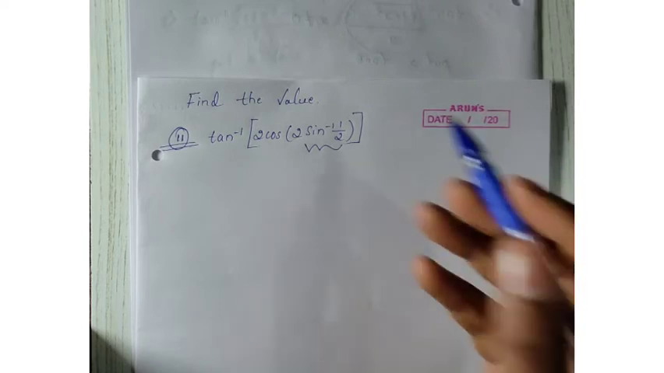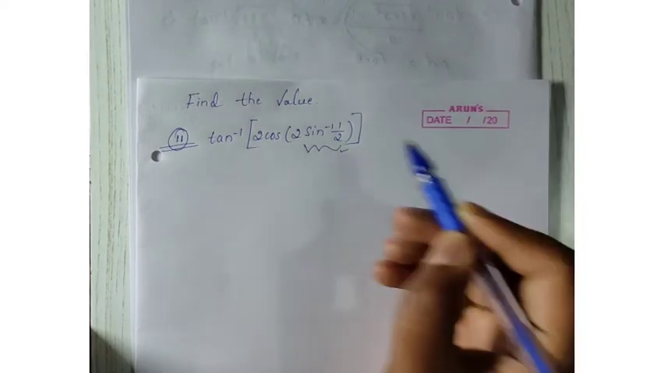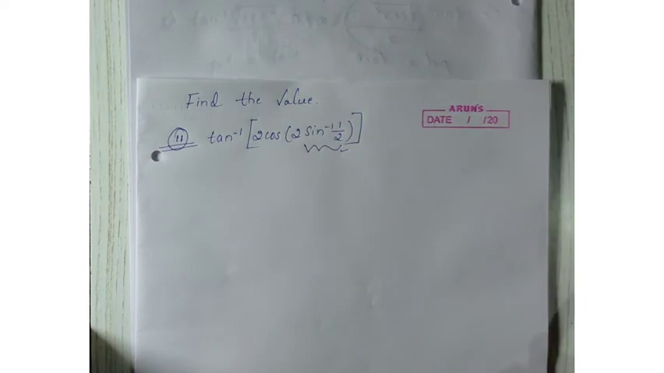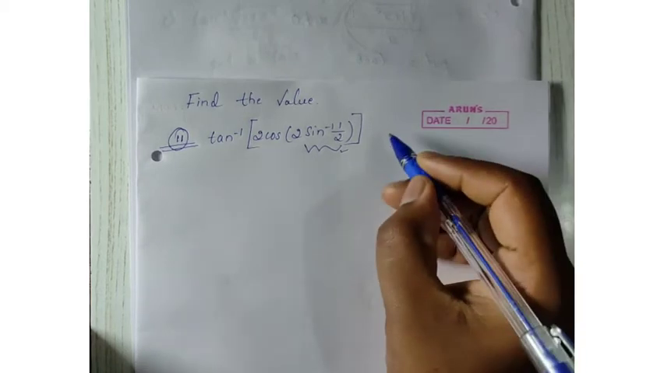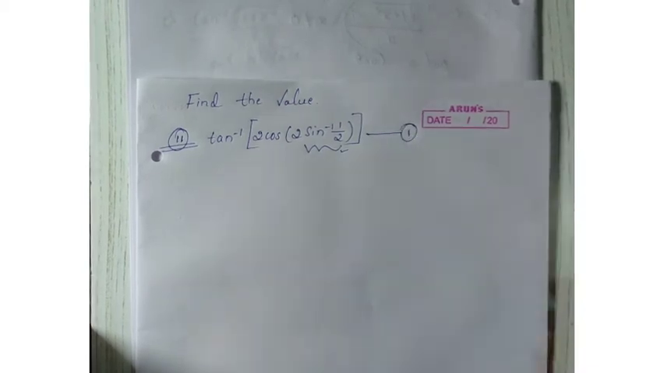Let us now solve problem number 11. Here you need to find the value of tan inverse of 2 cos of 2 sin inverse 1 by 2. First we shall solve sin inverse 1 by 2. That is, we need to find the principal value of sin inverse 1 by 2. For that, we need to assume sin inverse 1 by 2 as y. Fine. Let us first consider this as equation number 1.